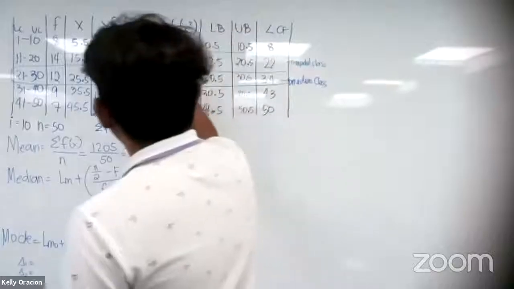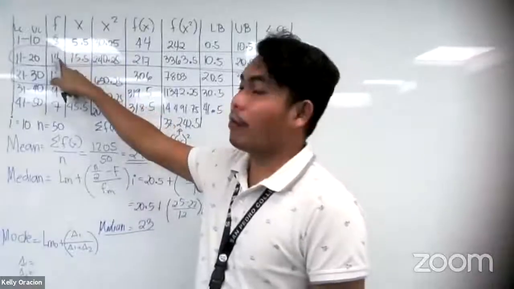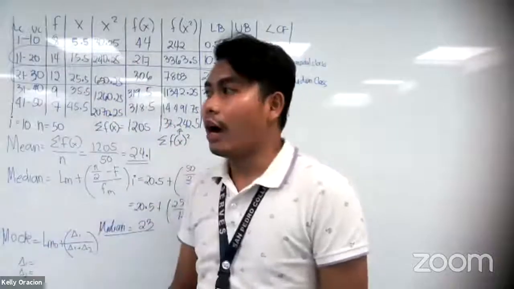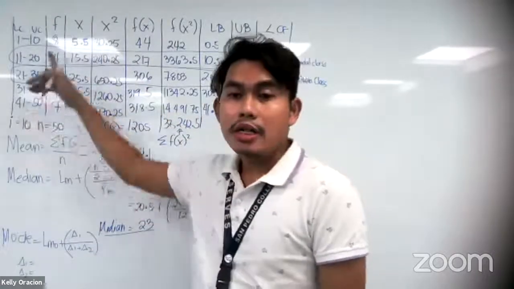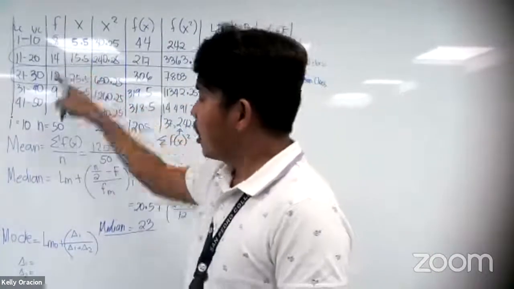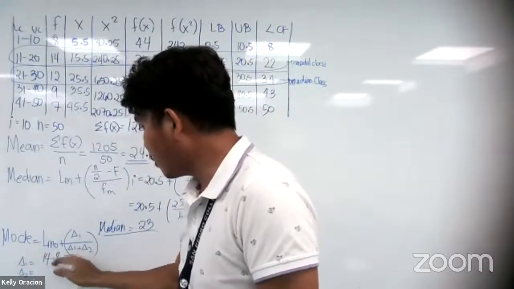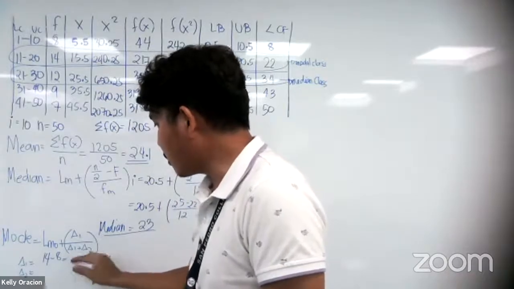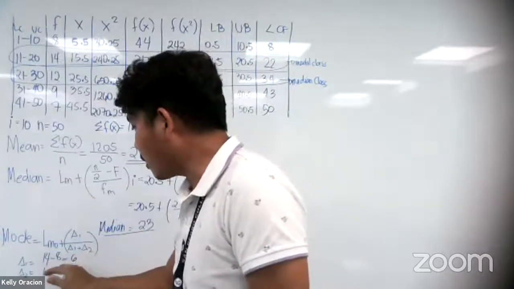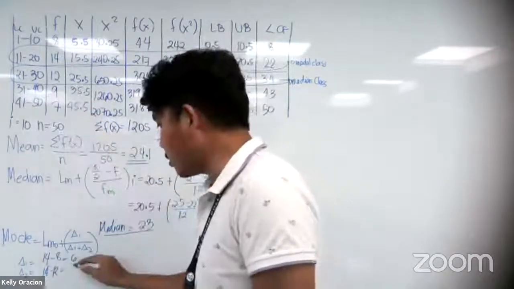Okay? This is your modal class, kasi 14 yung may pinakamalaking frequency among the given frequencies. So to find delta 1, 14 minus 8, yung nasa taas niya, and that is 6. Next, para makuha ang delta 2, 14 minus nasa baba niya, that's 14 minus 12. It's 2.